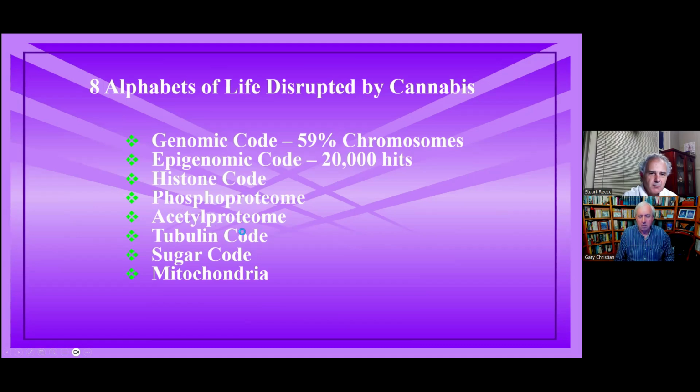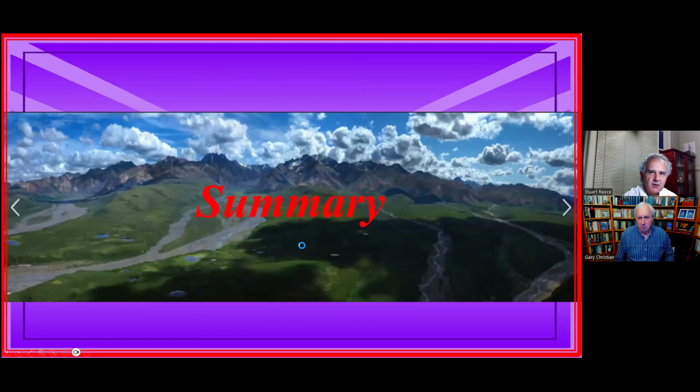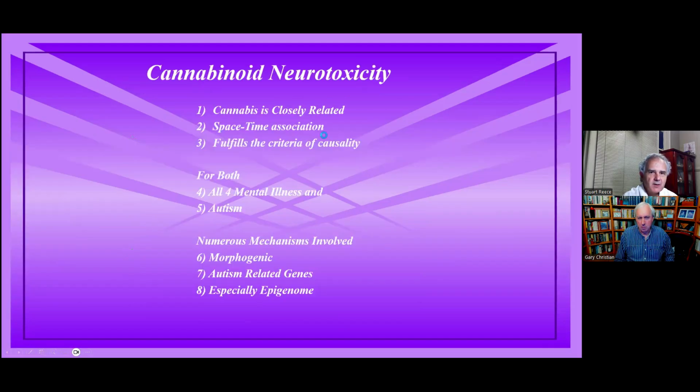The tubulin code, we also haven't had time to get into, but we show that cannabis disrupts tubulin in many important respects, which clearly disrupts the tubulin code. The sugar code we haven't discussed; that's another discussion. We've published on that. And mitochondria we've mentioned at various points, being key to the maintenance and health and well-being of the genes in the epigenome.